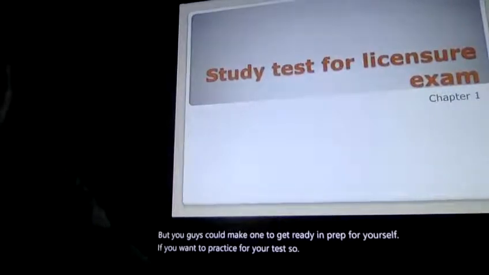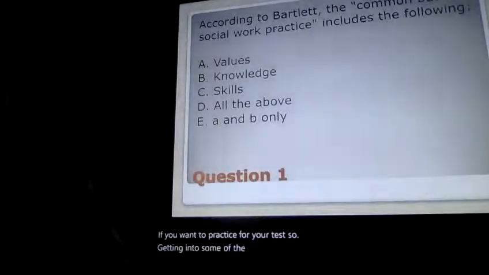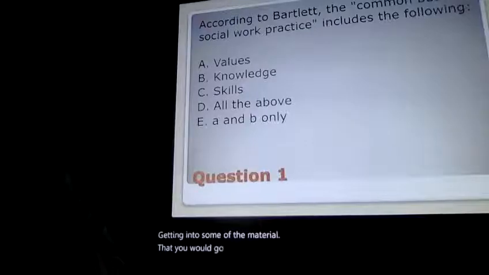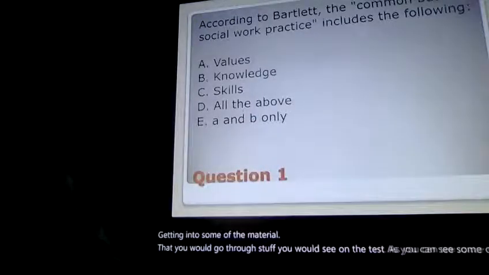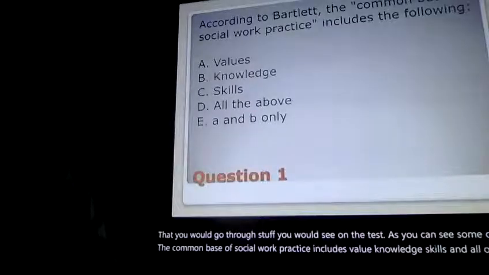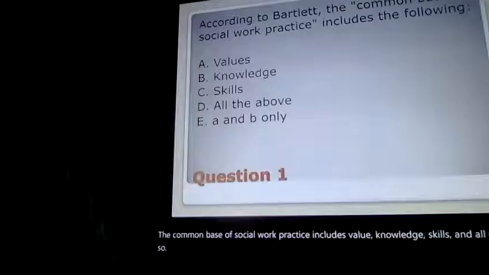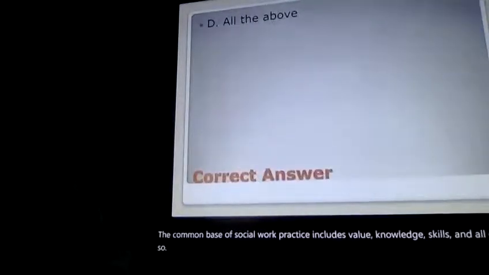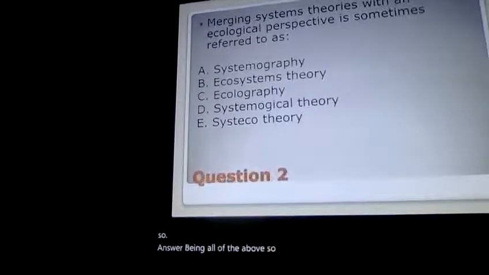Getting into some of the material that you would go through, stuff you would see on the test. As you can see, some of these have the common base of social work practice includes value, knowledge, skills, and all of the above. So the answer being all of the above. So this is a good way to do it. You can flip through it like flashcards.